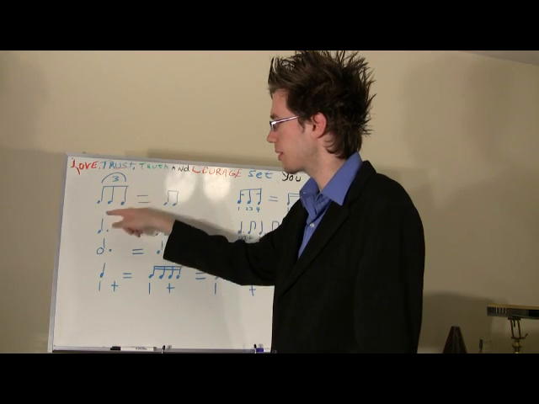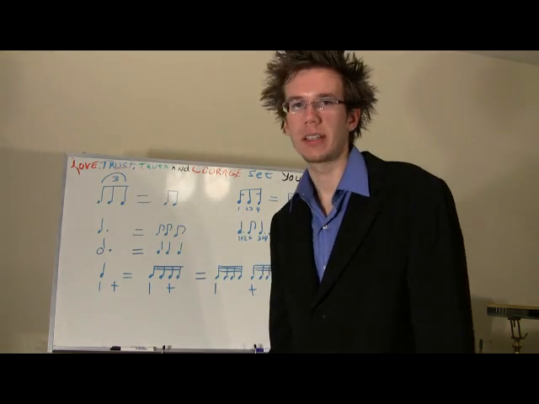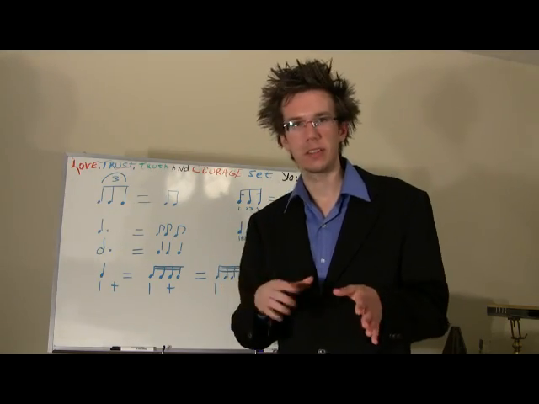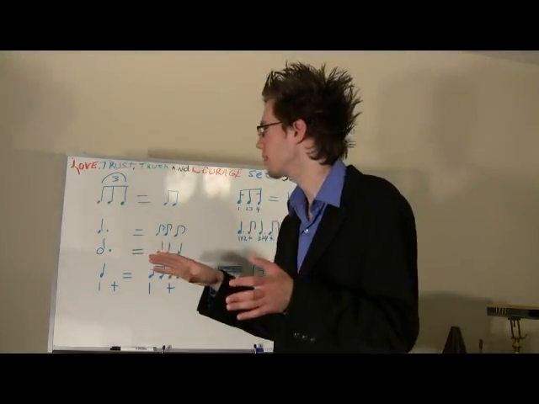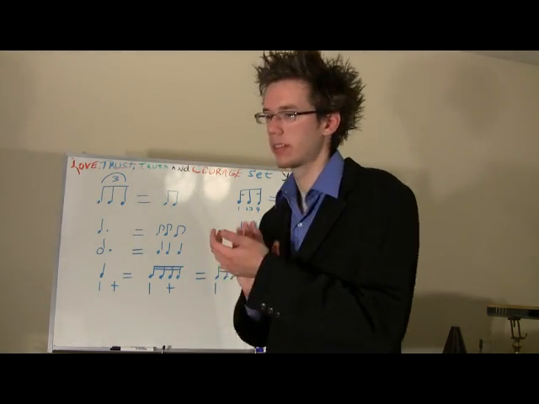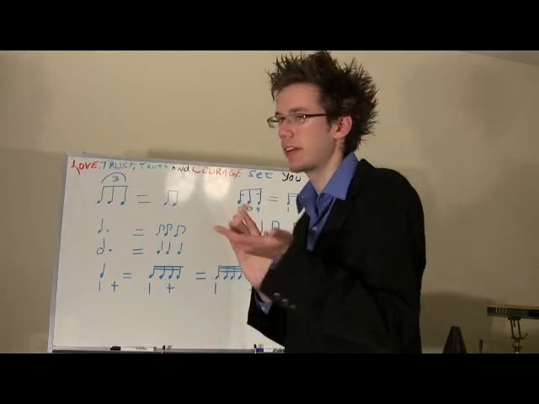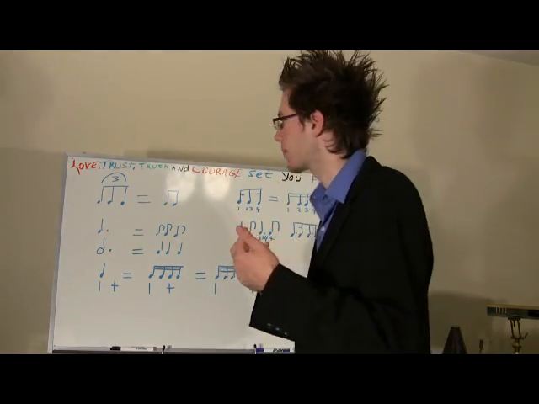You can always tell a triplet because they identify it with a three. Sometimes it's above, sometimes it's below, but you'll see a three right beside it. They might not do it with the other ones if there's a whole bunch of triplets all over the place. Now notice I'm going strong, weak, weak, strong, weak, weak, strong, weak, weak, kind of a feel to it.